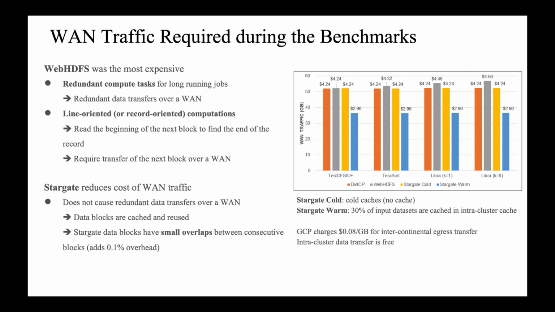When Stargate had all data cached, WAN traffic is not required, so it's not present in this figure. This shows that Stargate was faster and costless.